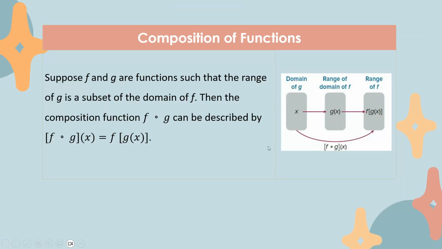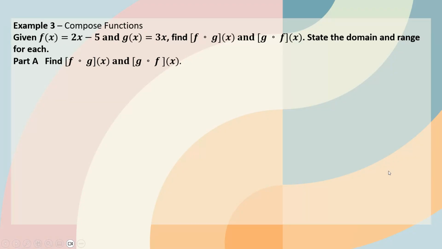A composition of a function is when the output from one function becomes the input into another function. So for example, for part A, it says find f of g of x, and then also find g of f of x, and they're not the same thing. So composition is not commutative, and it's not the same thing as multiplying. So you want to take note of this notation here. That open circle means composition. It does not mean multiply.